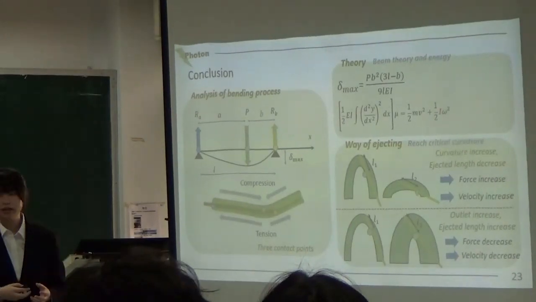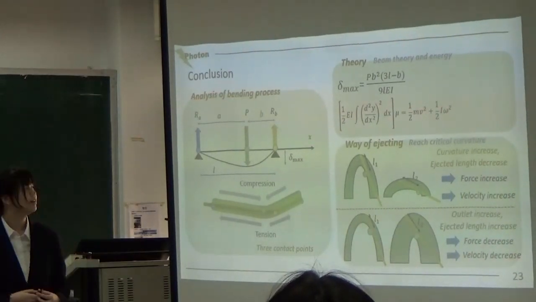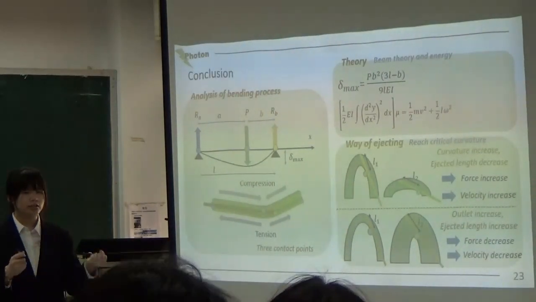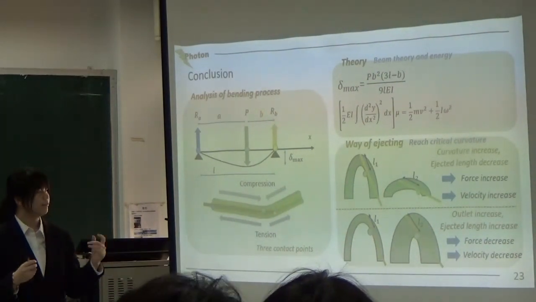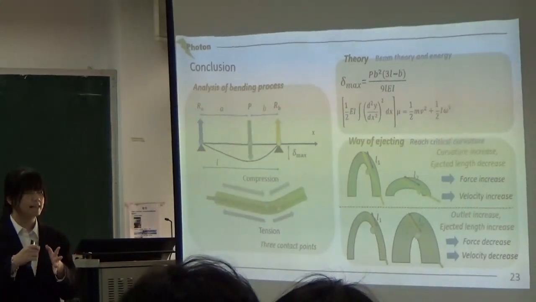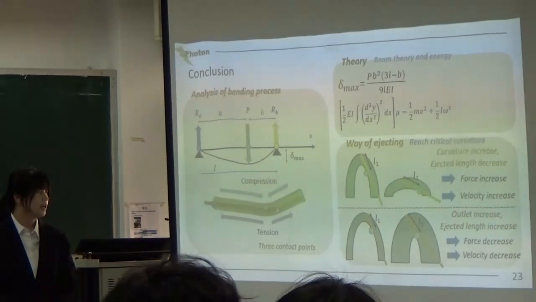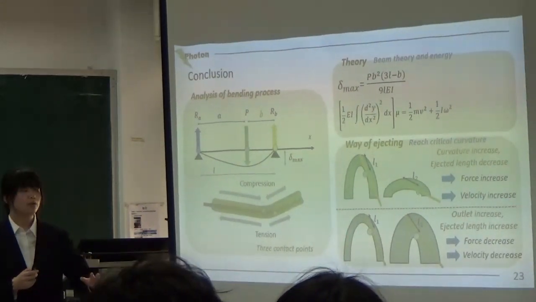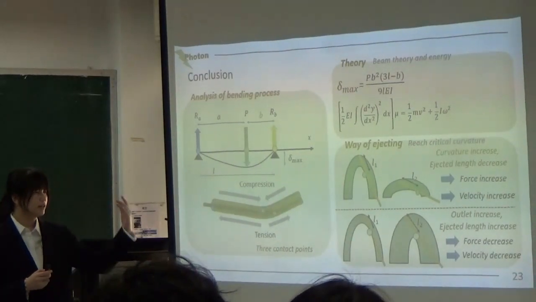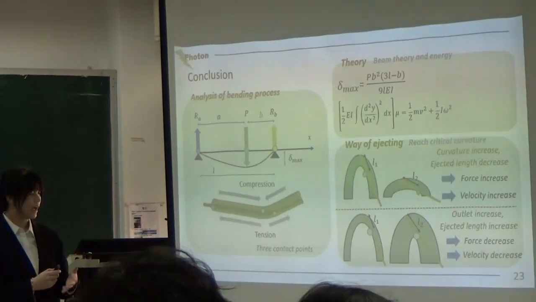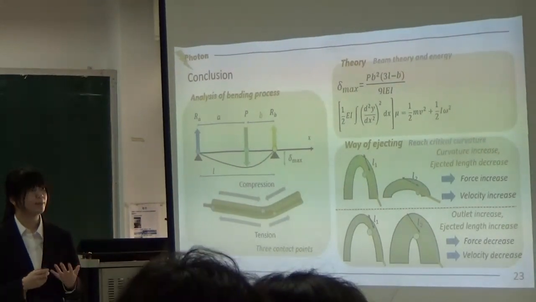So here is the conclusion. The model we use fixes the two sides and has a point force in the middle, and we see a spaghetti. When the spaghetti is bent, the outside will have a tension and the inside a compression. And the spaghetti will have three contact points.